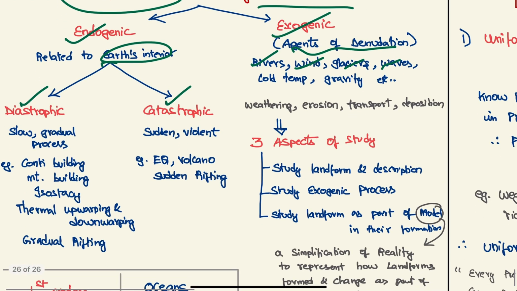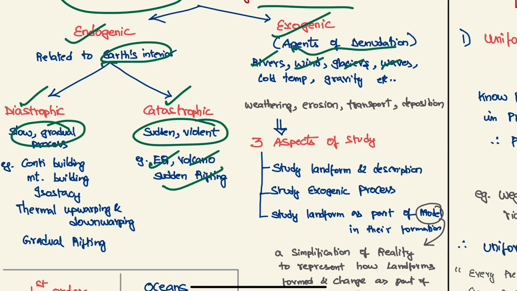Diastrophic are slow and gradual processes, whereas the catastrophic are sudden and violent. Examples: earthquake, volcano, and sudden lifting. Whereas the gradual processes are like continent building, mountain building, isostasy, thermal upwarping and downwarping, and gradual lifting. Under the exogenic, the processes may be weathering, erosion, transportation, and deposition.